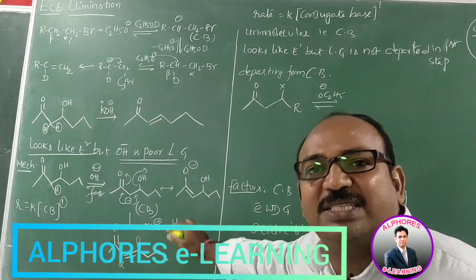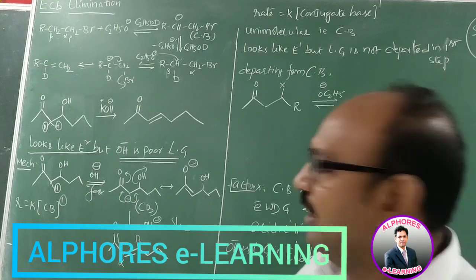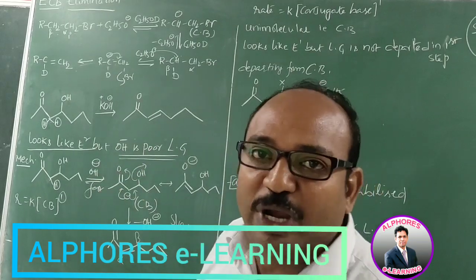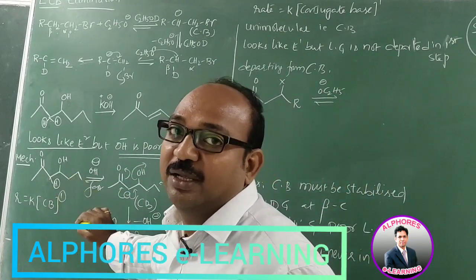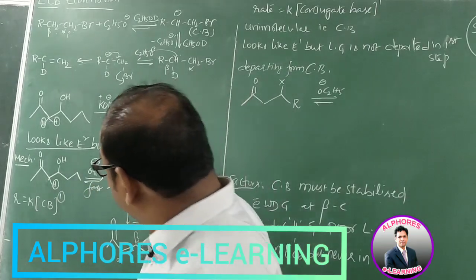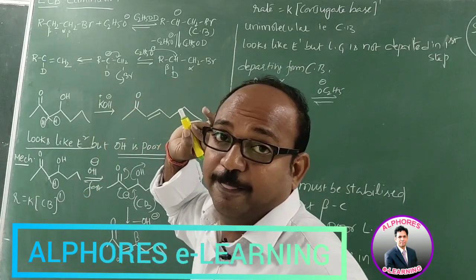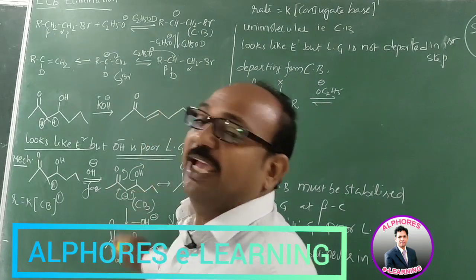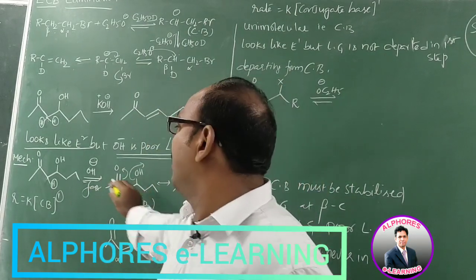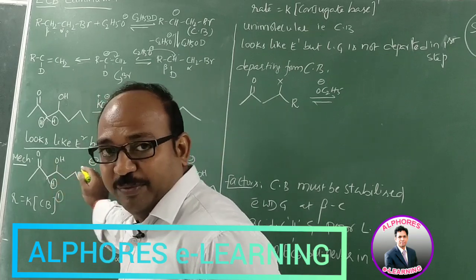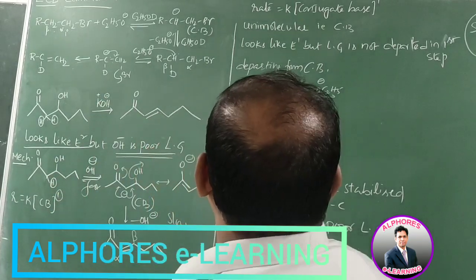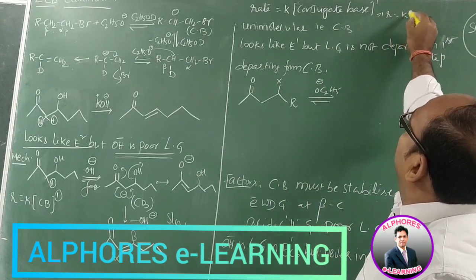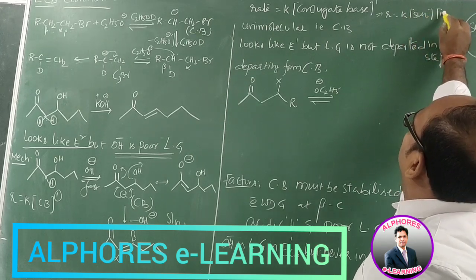But the conjugate base is an intermediate. It is not practically a reactant. In the rate law, you are not supposed to write intermediates, carbocations, carbanions. So instead of that, what do we have to write? From where are you getting that carbanion? The carbanion formation takes place from base and substrate. That's why we can write: rate is equal to K into substrate and base.